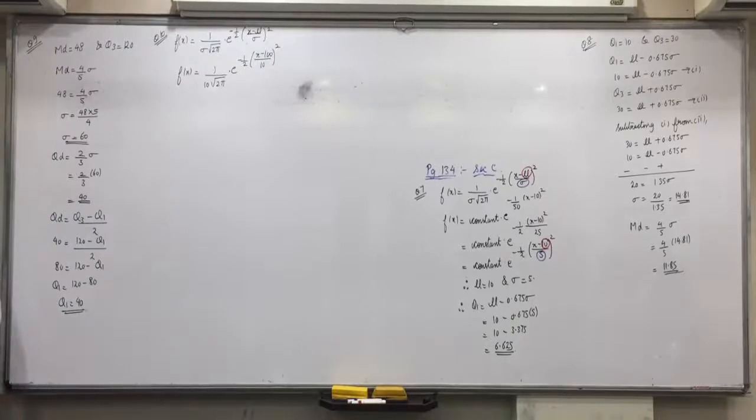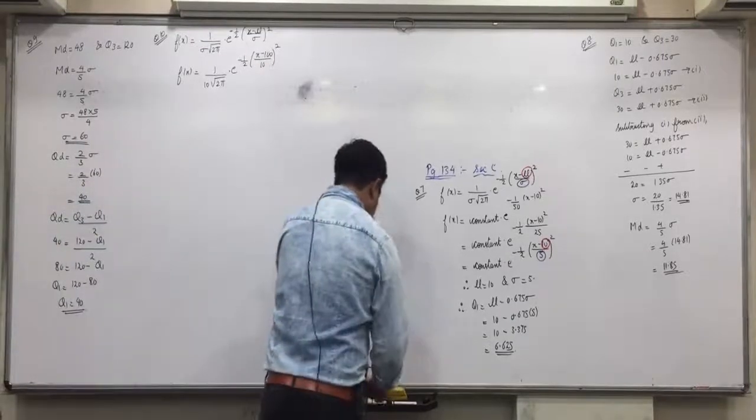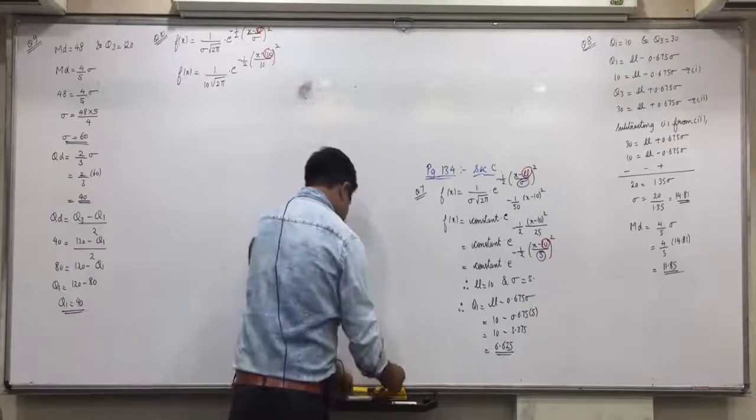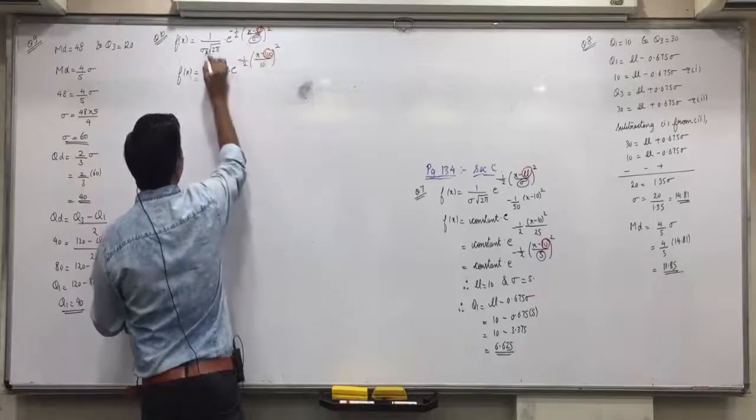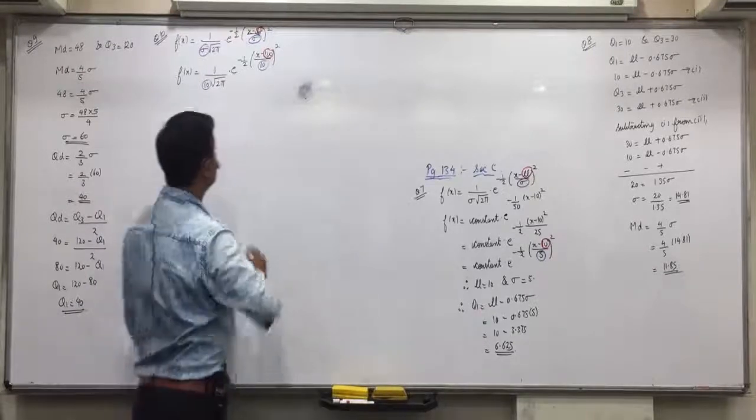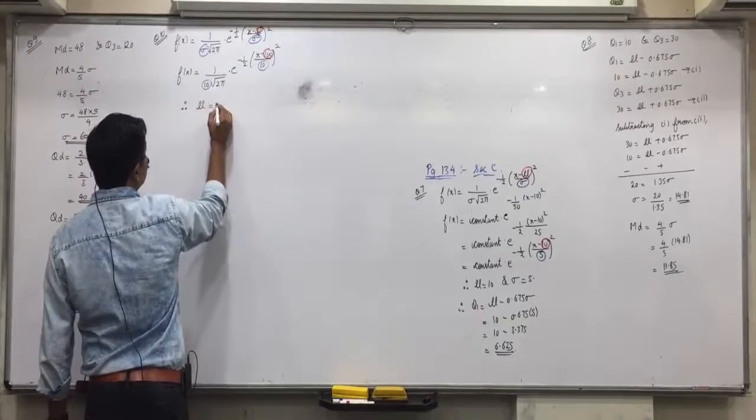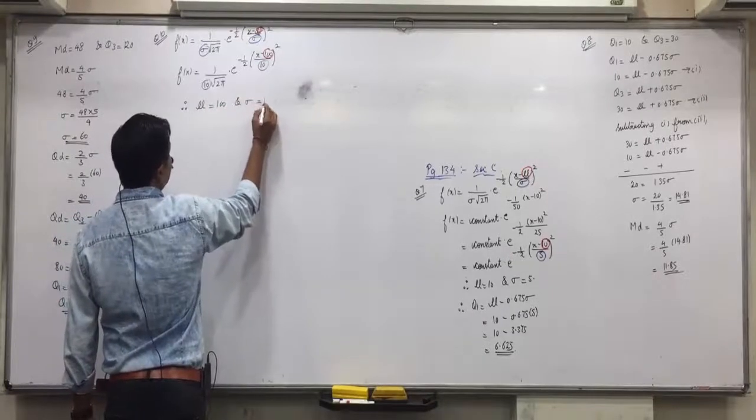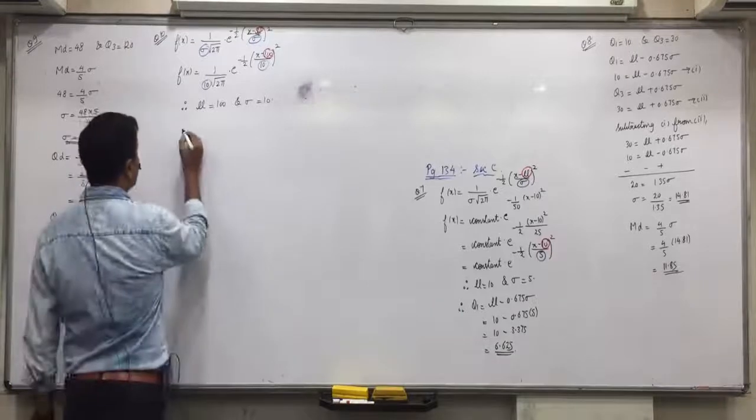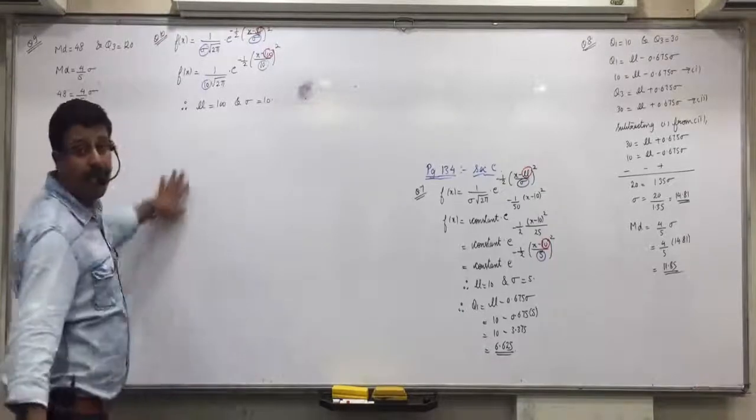We don't have to simplify that. Directly if you compare the two functions, then mu is 100 and sigma is 10. Do you all get this? So therefore mu equals 100 and sigma equals 10. Now what is asked? For this distribution obtain the limits which include middle 68.26% of observations. Did everyone write up till here?